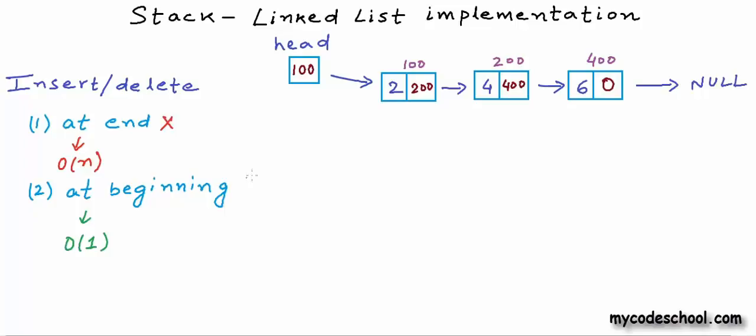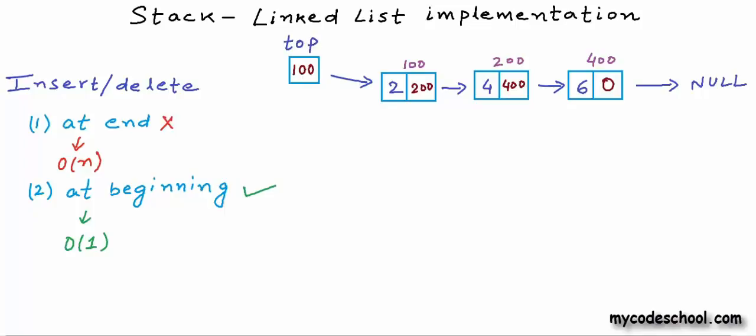So this is the thing: if we insert at beginning and delete from beginning, then all our conditions are satisfied. So linked list implementation of stack is pretty straightforward. All we need to do is insert a node at the beginning and delete a node from beginning. So head of the linked list is basically the top of stack. I would rather name this variable top here.